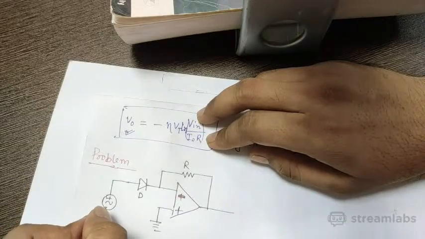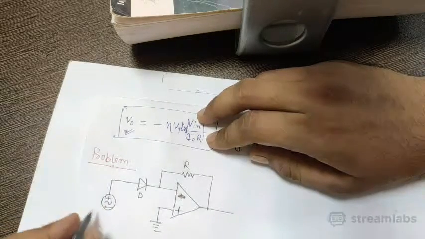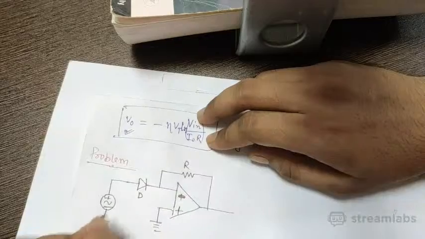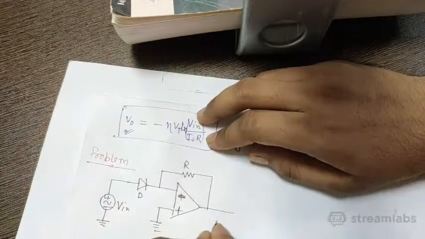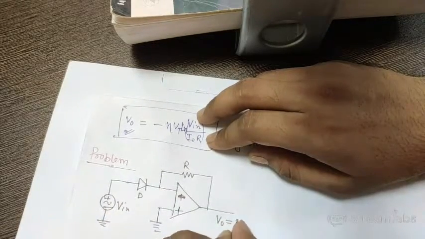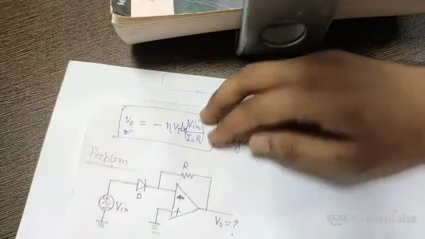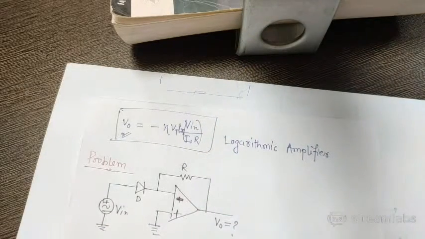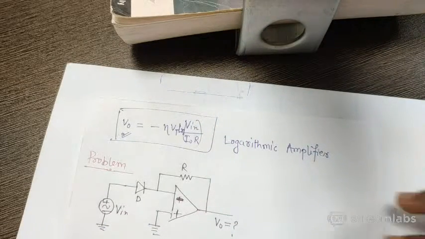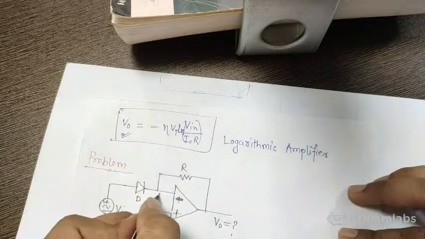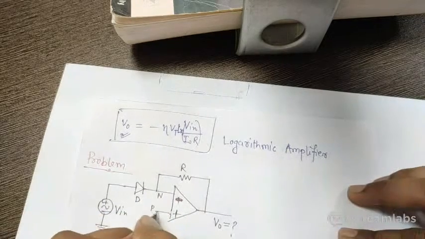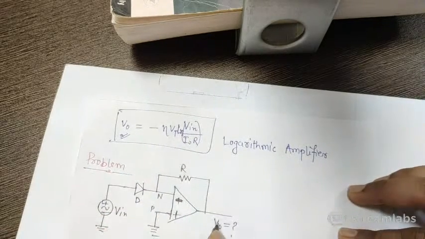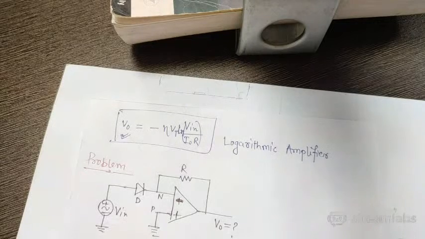Okay, do the same process that we do for the operational amplifier circuits: apply virtual ground, then KCL at node N, and then find out the output voltage. Tell me what happens. What is the output voltage?